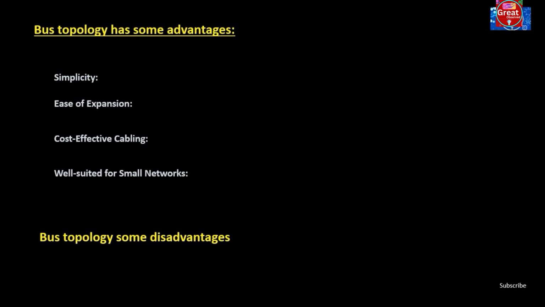Well suited for small networks. Bus topology is efficient for small networks, where the simplicity of design outweighs potential performance issues. Ease of troubleshooting: identifying and resolving issues in a bus network can be simpler due to its linear structure and fewer connection points. However, it's important to note that while bus topology has these advantages, it also has limitations or disadvantages: limited scalability, single point of failure, performance issues with heavy traffic, security concerns, and difficulty in identifying faults.